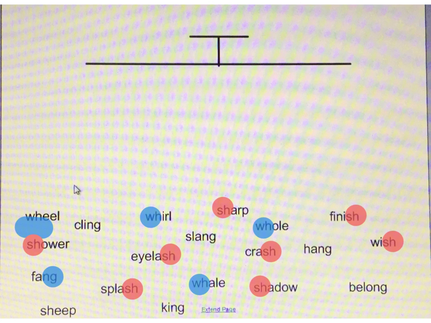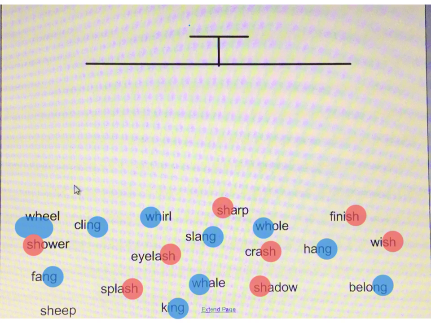NG, ng, like at the end of fang, or cling, slang, king. Look right there, it's with its buddy I, as in ing. Hang and belong. I notice that NG digraph is always at the end of a word, just like WH. It's that SH one that you're going to have to watch out for. It's kind of tricky.